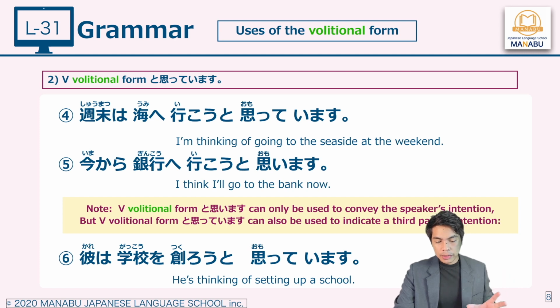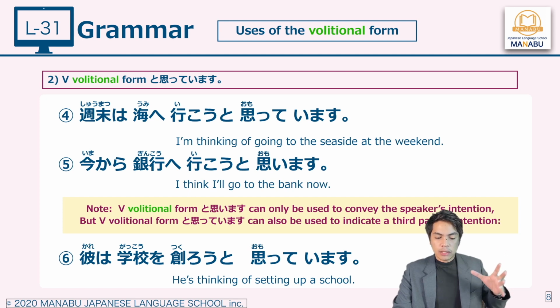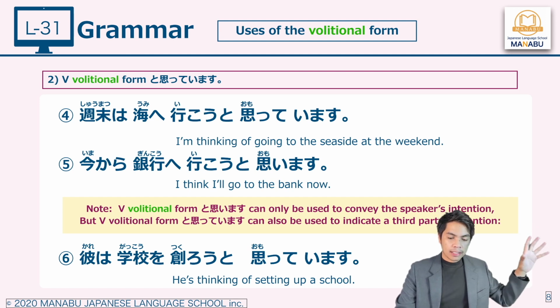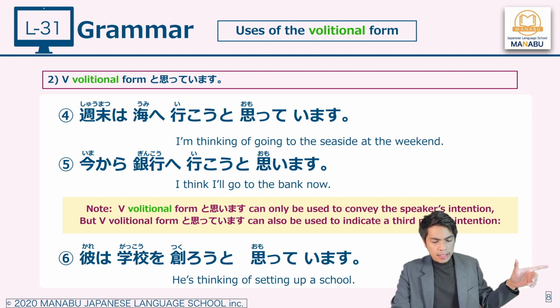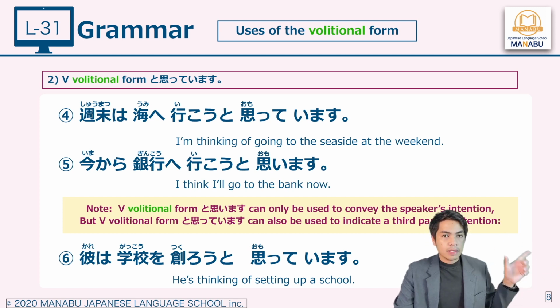So the volitional form と思います can only be used to convey the speaker's intention to do something. But the verb volitional form と思っています can also be used to indicate a third party's intention. So number 6, 彼は学校を作ろうと思っています。So you can use と思っています if you want to convey someone else's intentions or plans. So he is thinking about setting up a school.